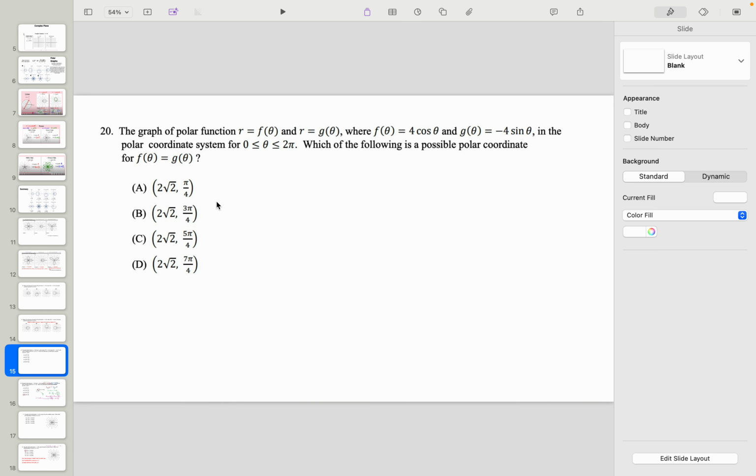All right, another one, we have the graph of a polar function. We have 2, r equals f of theta and r equals g of theta. It gives us r and it gives us f and g. It says which of the following is a possible polar coordinate for where f of theta equals g of theta. All right, go ahead and give it a try. I would start with a very simple sketch of these two. All right, and then see if you can get it. So restart the video when you're ready.